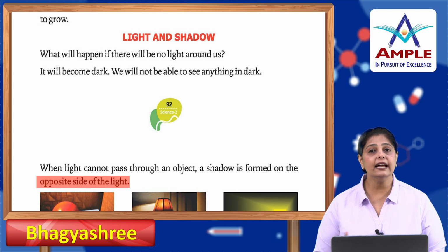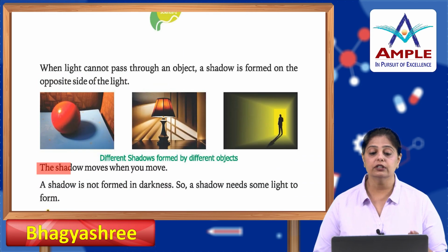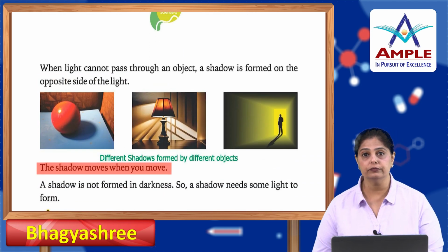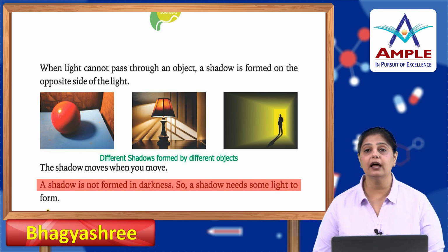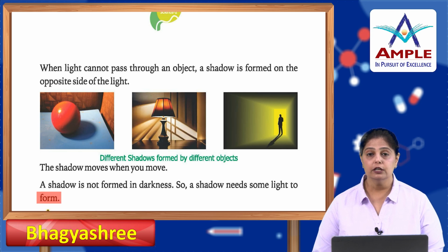So when the light is not able to pass through something, then a shadow gets formed in the opposite direction. So the shadow moves when we move. A shadow is not formed in darkness. So a shadow needs some light to form. With the help of some light, a shadow is able to form.